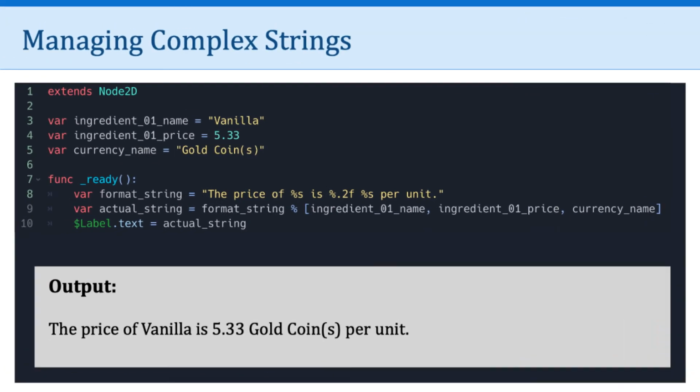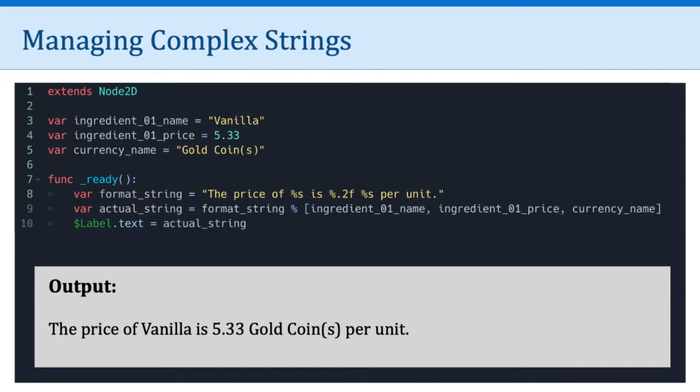Now, let's take it just one step further. What if we wanted to do something more complicated in our games? So here you can see an example. I have 3 variables: an ingredient name, an ingredient price, and then the currency name. And so what I want to be able to do, very flexibly using a template, is say the price of placeholder is placeholder per unit. In other words, the price of vanilla is 5.33 gold coins per unit.